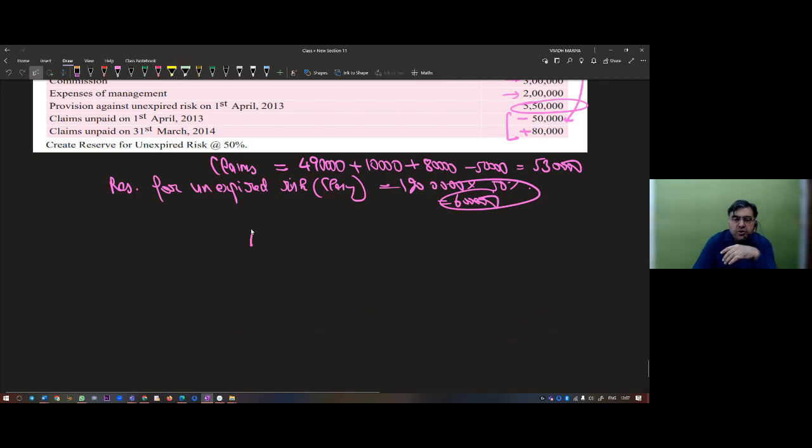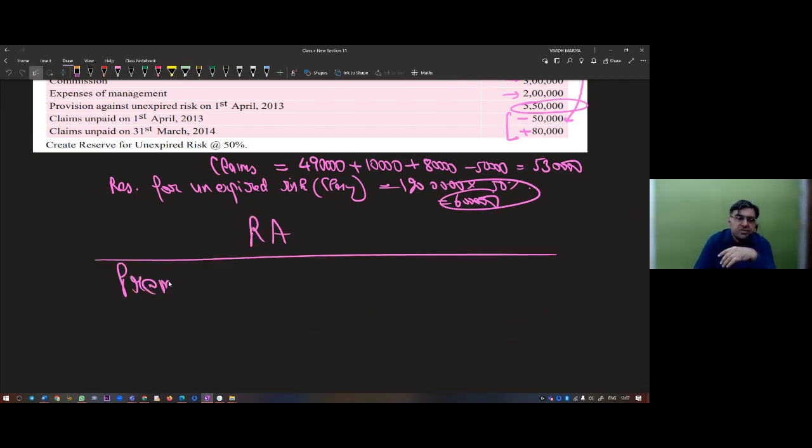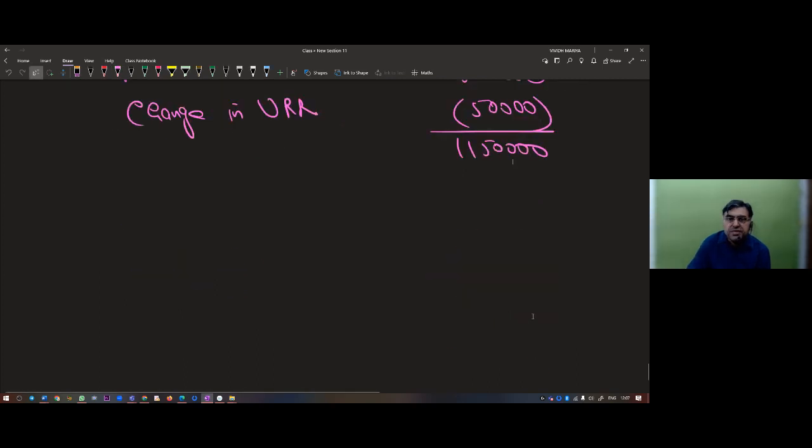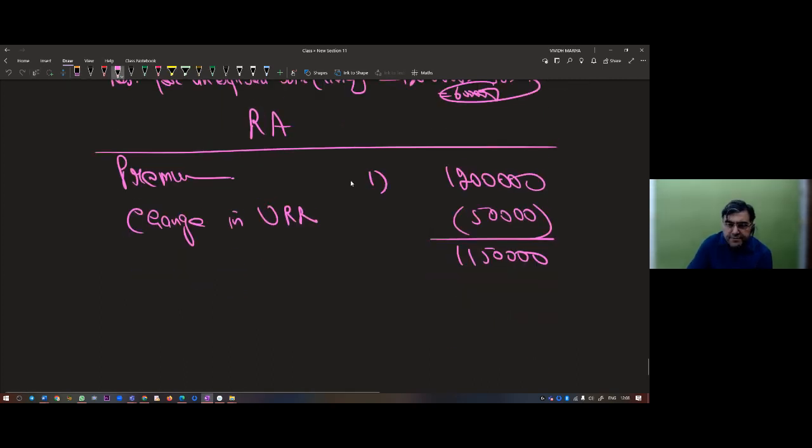So now the revenue account in rough. Here are premiums. Here is the change in unexpired risk reserve, URR, reserve for unexpired risk. This is 12 lakhs. This is the 50,000 change, making 1150. This is called schedule 1.